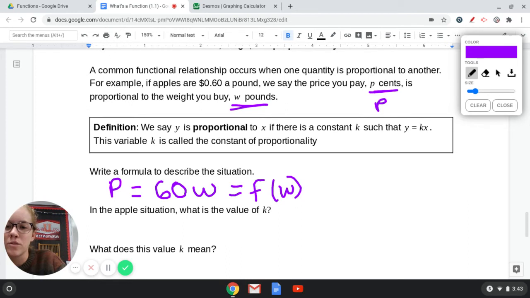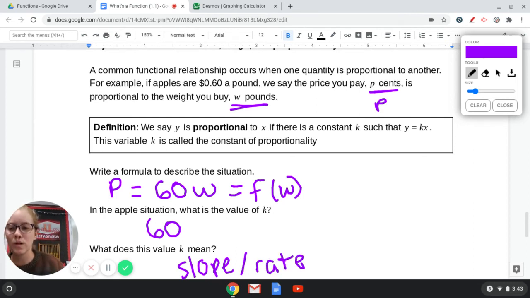All right, in the apple situation, what's the value of k? 60. And then what does this value k mean? It's the slope or the rate, to put it in very short terms. It's the relationship between x and y, the rate.